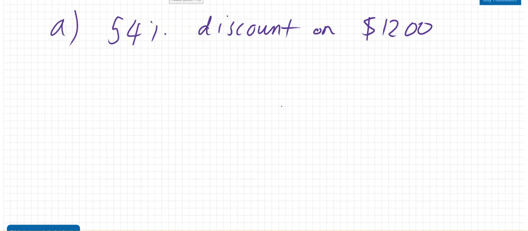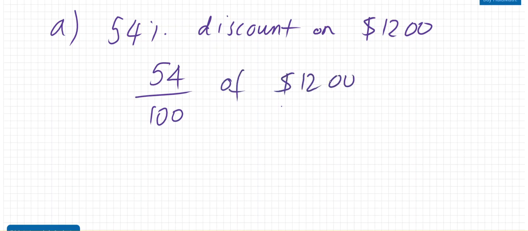Now, some of you may be able to do this mentally using those tricks that we've learned in class, but let's show some working out. So 54% is written as 54 over 100. Discount on, so it's basically saying this 54% of $1,200, if that makes more sense. That could be over 1. Okay, and then just to make it easy for us, off can become times, and we can get rid of that dollar sign for now.